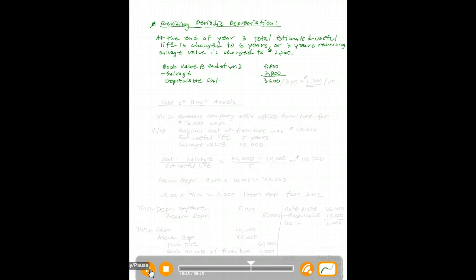So we can divide this by 3 years. That's what we've got left. So that is 1,200 a year for the last 3 years. And that is what you do with revising depreciation.